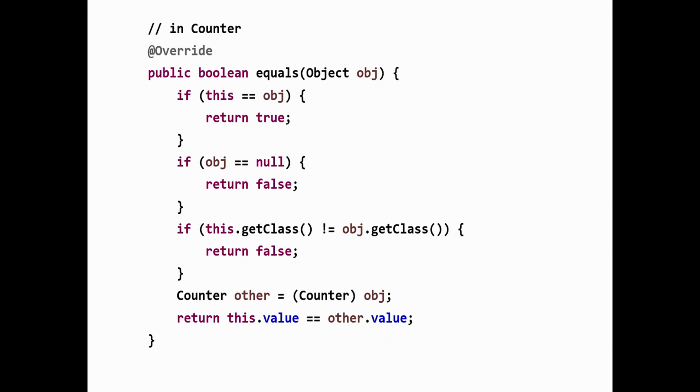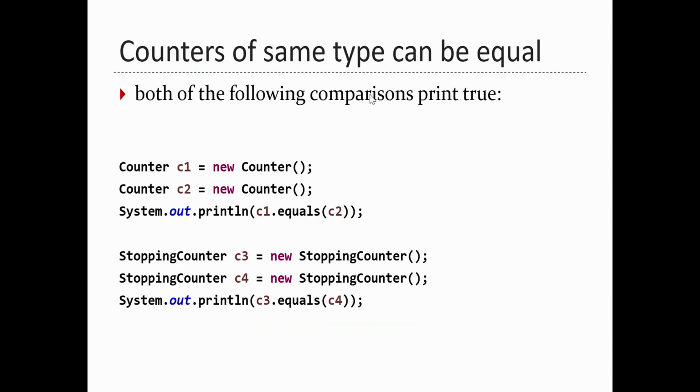So if you try to compare a counter to a stopping counter, the type of obj is StoppingCounter. So Counter is not equal to StoppingCounter, so this always returns false. In this example, we've got just a plain old counter and a plain old counter. Their values are both 0. So if you try c1 equals c2, you get true. Here we've got a stopping counter and a second stopping counter. c3 equals c4 is also true because their values are both 0.